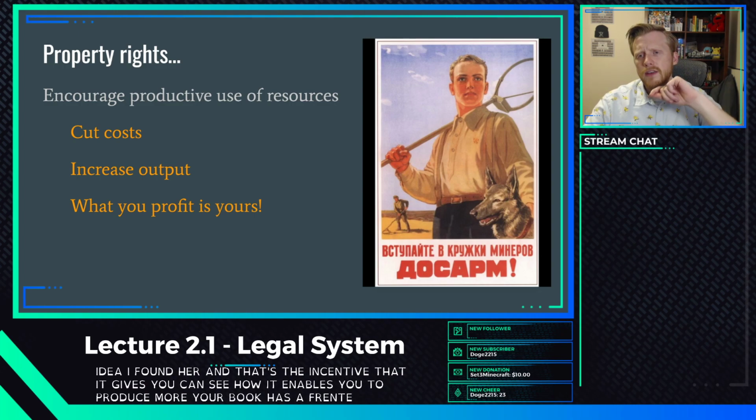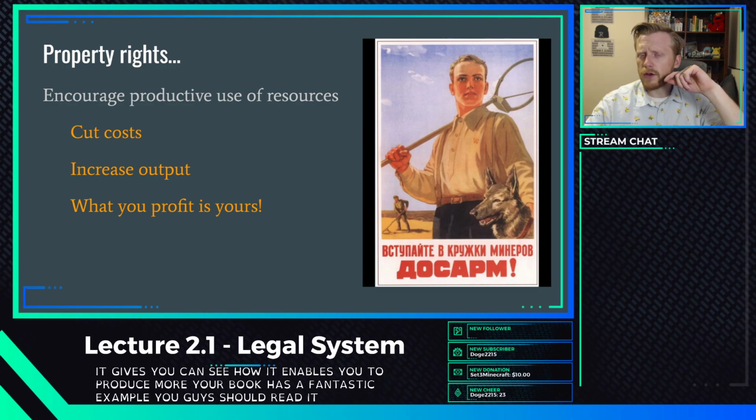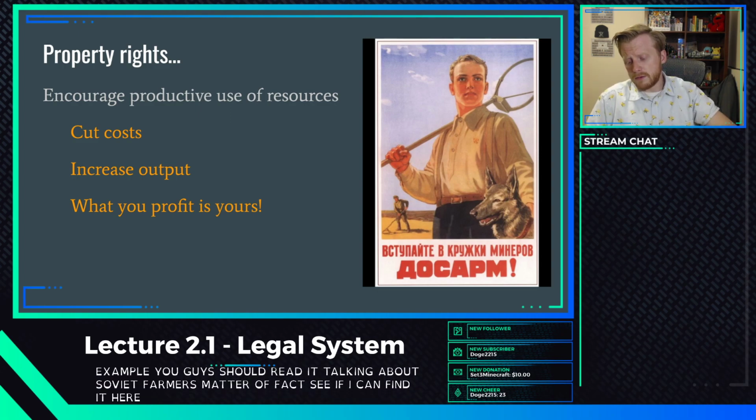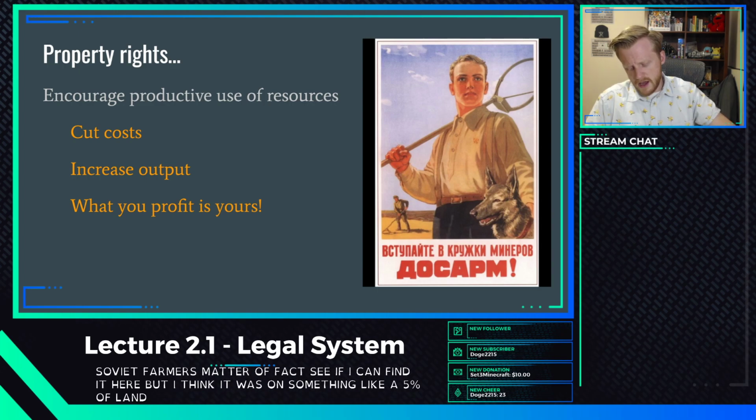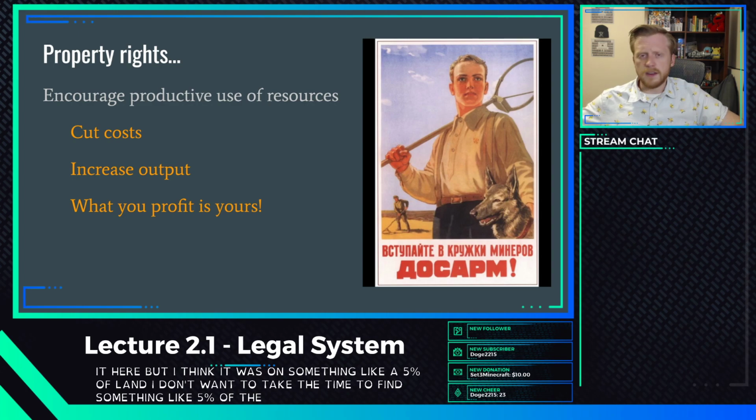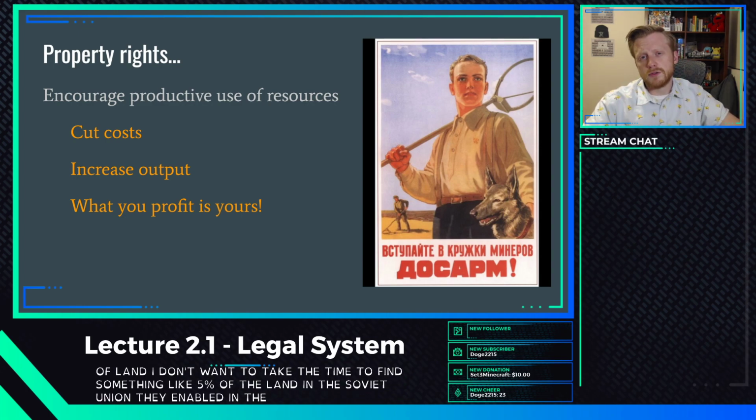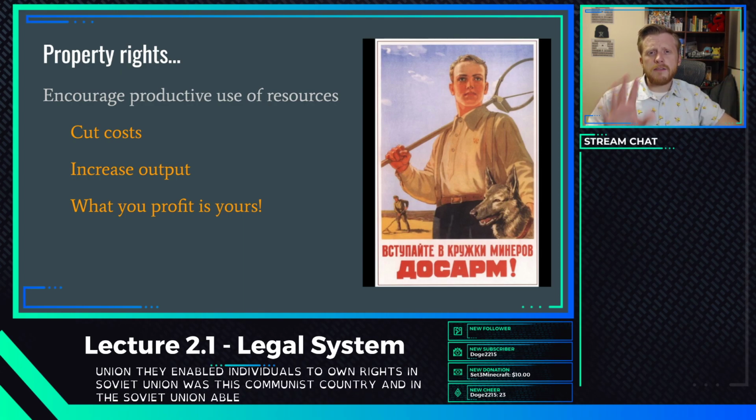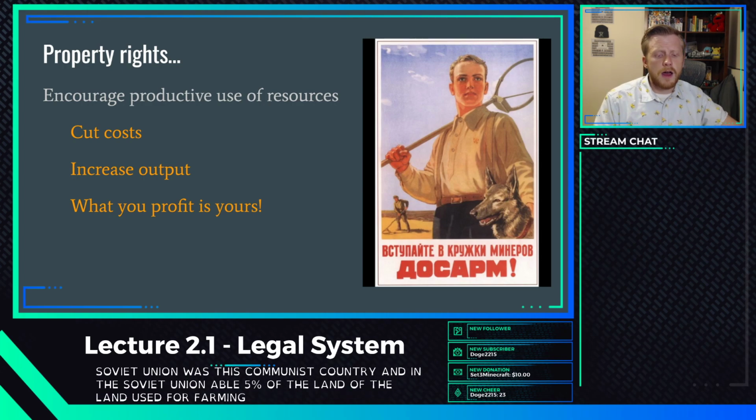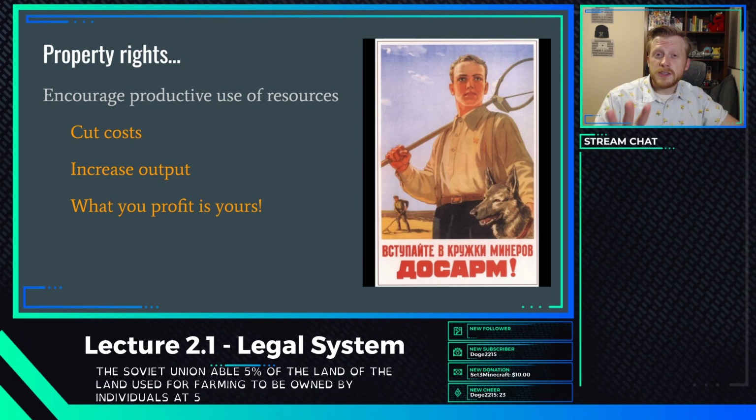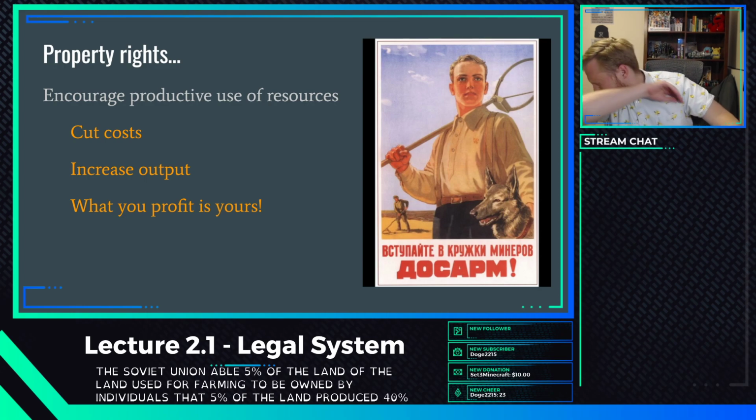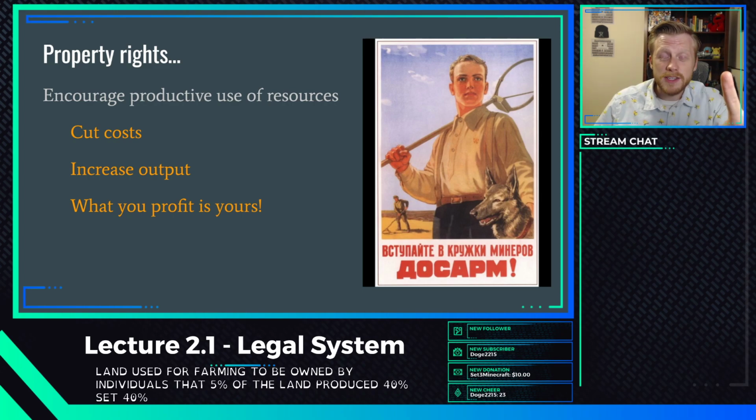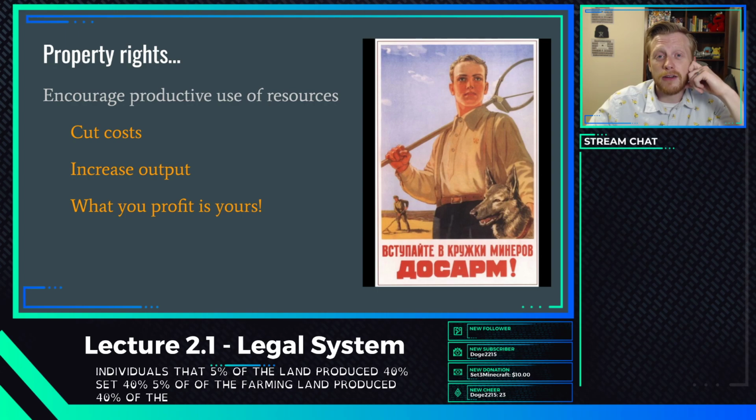Your book has a fantastic example. You guys should read it. Talking about Soviet farmers. Matter of fact, let's see if I can find it here. But I think it was something like 5% of the land in the Soviet Union that they enabled individuals to own, right? Because in the Soviet Union, it was this communist country. They enabled 5% of the land used for farming to be owned by individuals. And that 5% of the land produced 40%. Hopefully no Rona. Produced 40% of the agricultural produce.